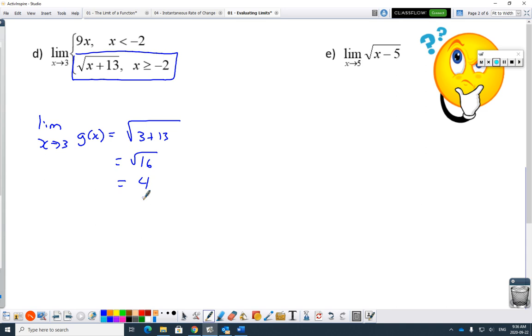So you don't have to sub it into both if you're not finding the limit where the rule changes. The rule isn't changing here. If you want, I'll draw a quick sketch of this thing so you can see what the heck is going on here.